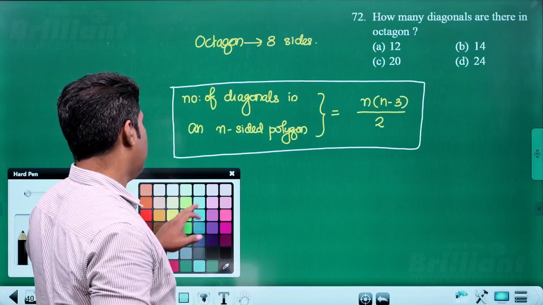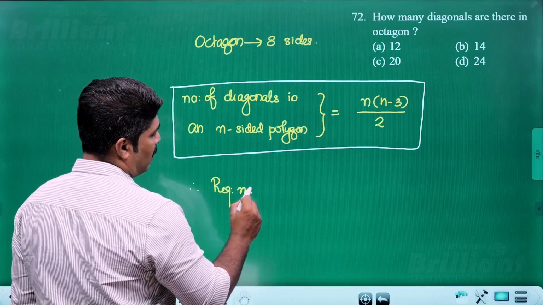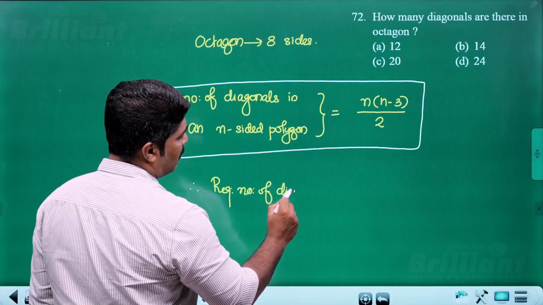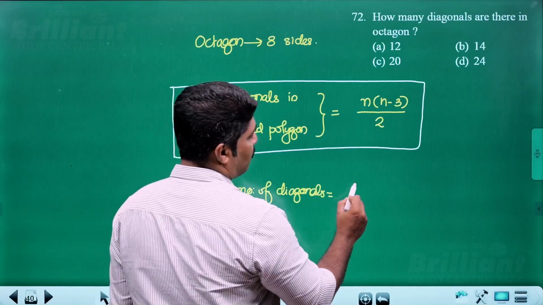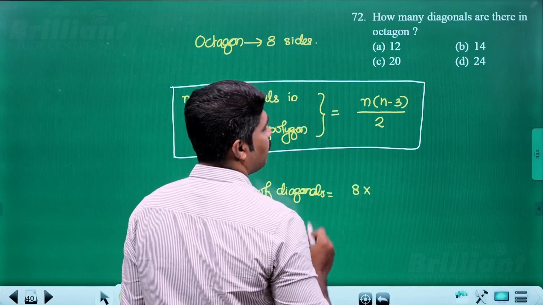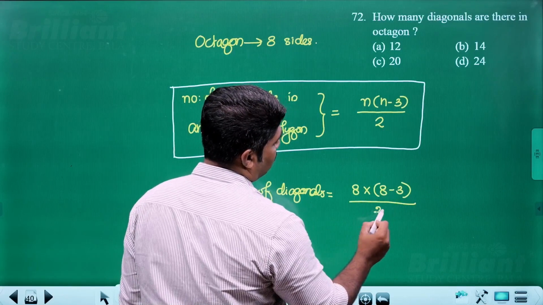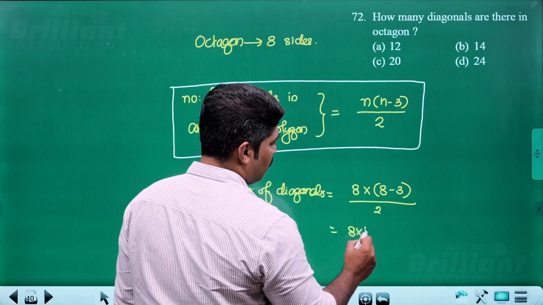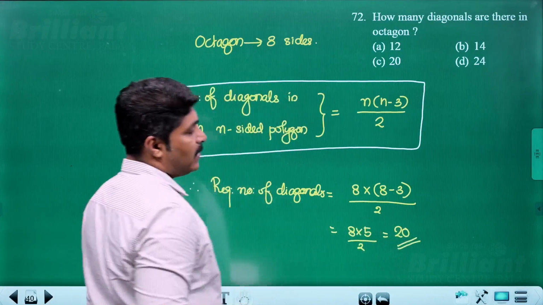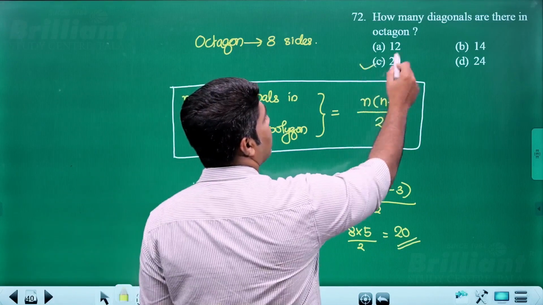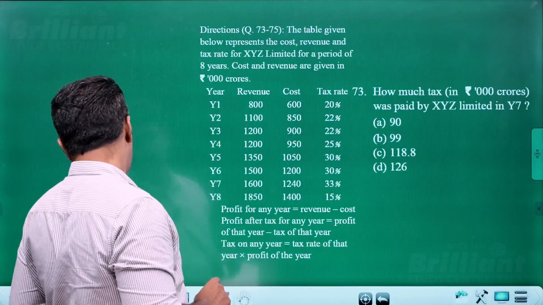Therefore, in our question, the required number of diagonals is 8 into 8 minus 3 by 2. So this is 8 into 5 by 2, which is equal to 20. So we have 20 diagonals here. That's the direct result-based approach. Let's move to the next question.